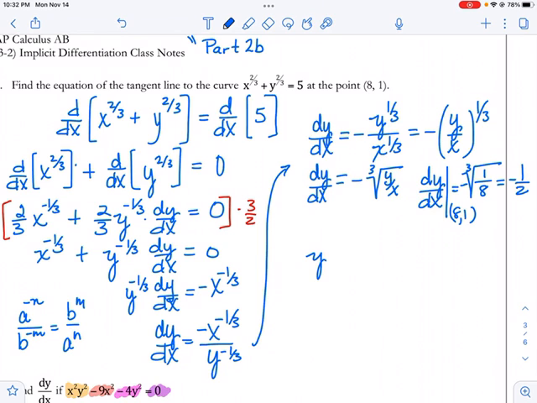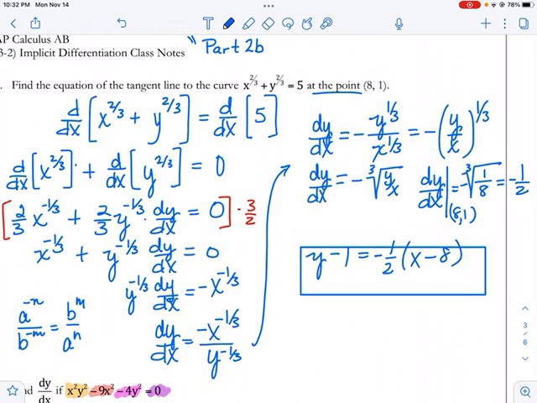And we want the equation of the tangent line, so it's just going to be y minus 1, in point-slope form, is equal to negative 1/2 times the quantity x minus 8. There you have it.